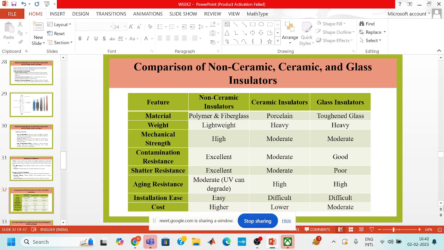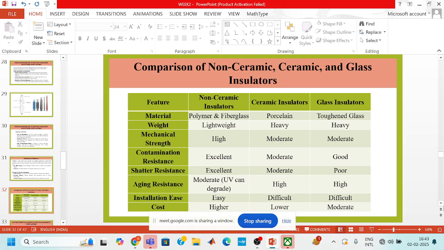So here is a comparison of non-ceramic, ceramic and glass insulators in terms of features like material, weight, mechanical strength, contamination resistance, shatter resistance, aging resistance, installation ease and cost. First, the main materials used for non-ceramic insulators are polymer and fiberglass. For ceramic insulators we use porcelain, and for glass insulators toughened glass is used. Talking about weight, non-ceramic insulators are light, but ceramic and glass insulators are heavy compared to non-ceramic.